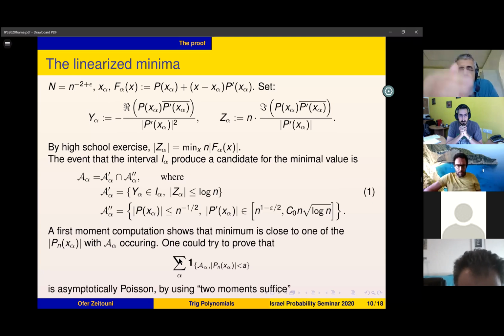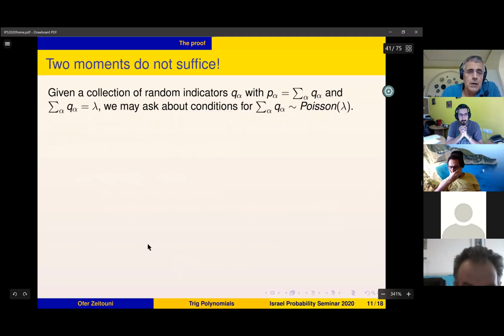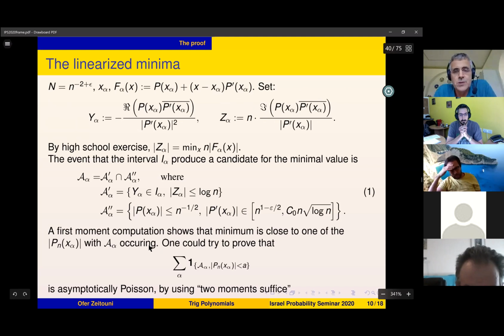So this is really what I'm writing here. We want to count these good points. Now, there's of course a typo here, I'm sorry. It's not Pn smaller than A, it should be smaller than A over n.